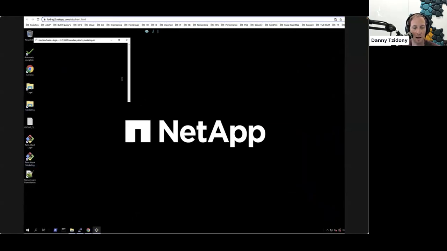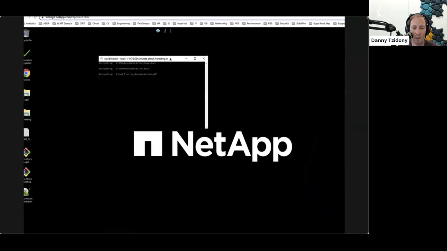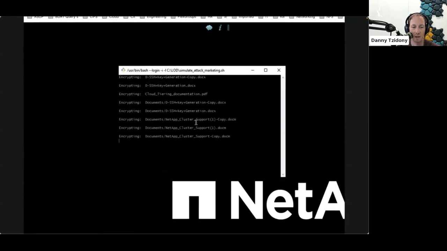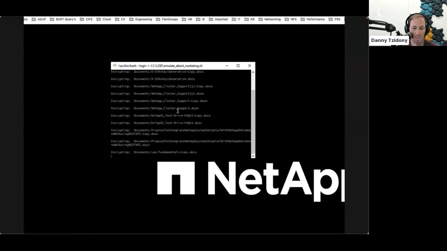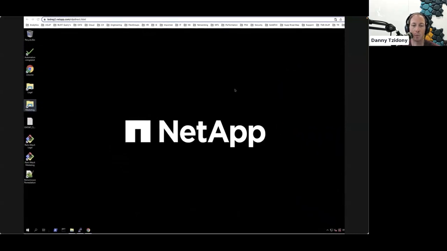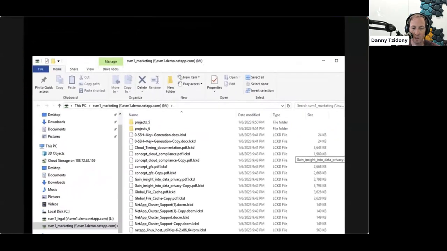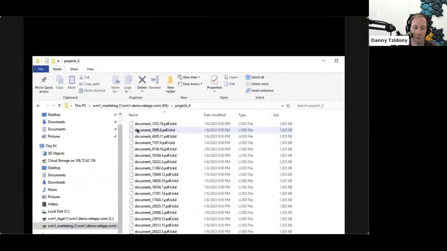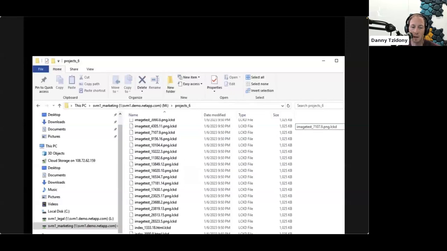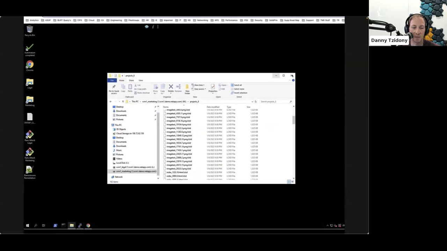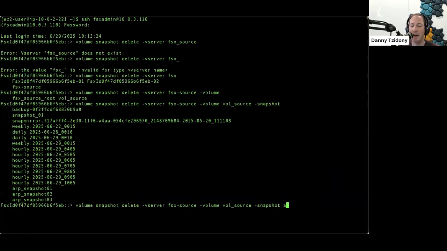But unfortunately, a bad actor has decided to attack us with ransomware and has started encrypting our files, as we can see here. But fortunately, we activated ARP 30 days ago, and ARP is going to protect our data. As you can see, all our files have been locked, encrypted by the malicious ransomware, and everything has the LCKD suffix, which indicates that we have been breached and somebody has encrypted our data on our shared volume.